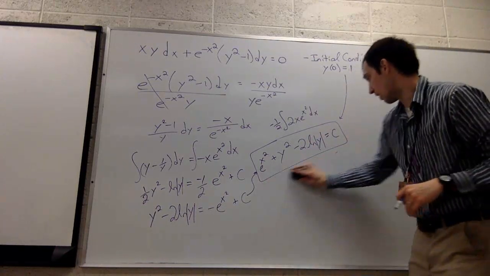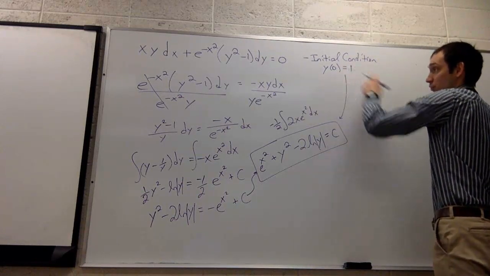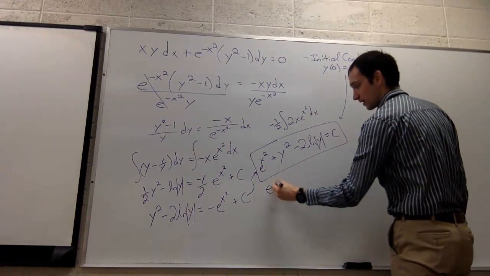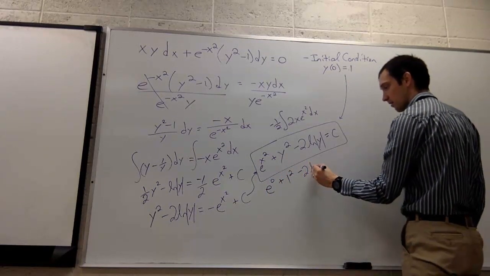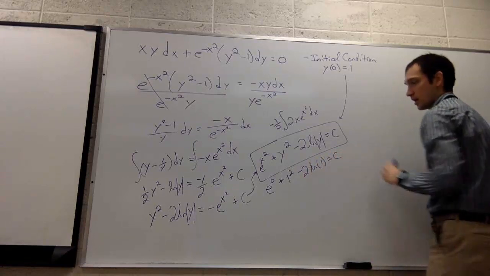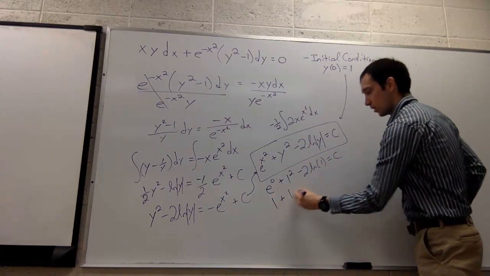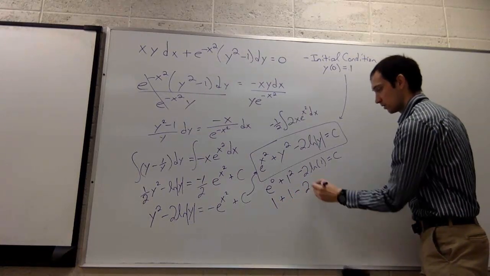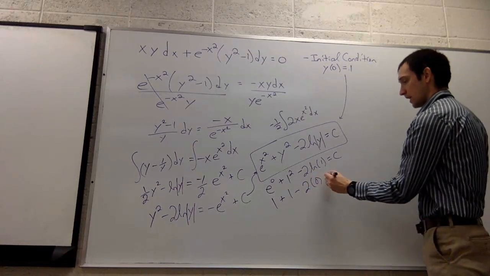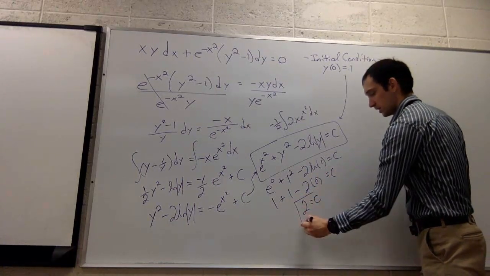So let's go back and try the particular solution again with the correct values for x and y. So 0 is going in for x. That makes a lot more sense. 1 is going in for y. That also makes a lot more sense. And e to the 0 is 1. 1 plus 1 minus 2 times natural log of 1, which is 0. So you end up with 1 plus 1 is 2 for your c value.